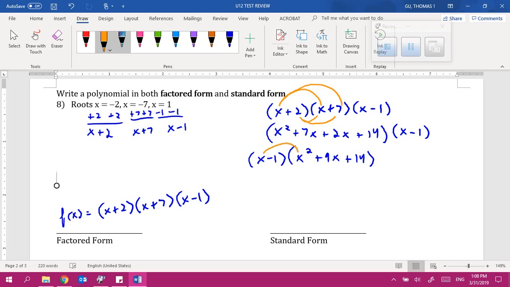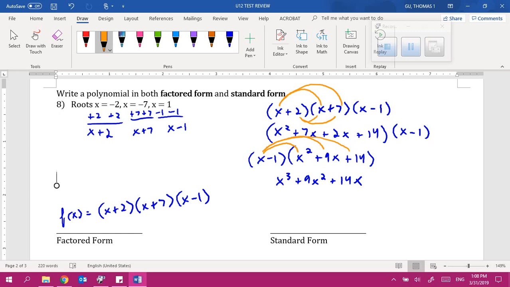First we got x times x cubed. Whoa, that's the answer. Spoiler. X times x squared, which is x cubed. Then x times 9x, which is plus 9x squared. Then x times 14, which gives me plus 14x. So now I've taken care of the x term.